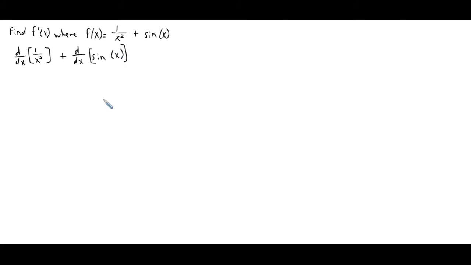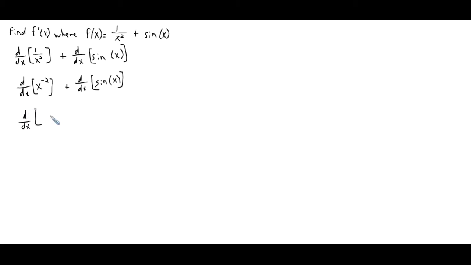So what can we do? How can we use what we know to take this derivative? So here's how you do it. And you'll do this kind of trick a lot, so be able to recognize it, right? 1 over x squared equals x to the negative 2. So we can rewrite that equation up there as the derivative of x to the negative 2 plus the derivative of sine of x. Okay, so let's do this bit by bit.